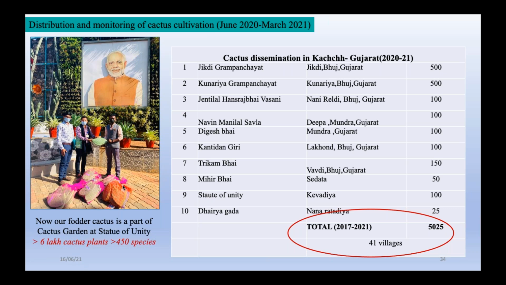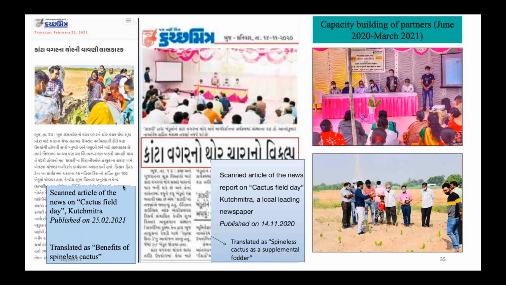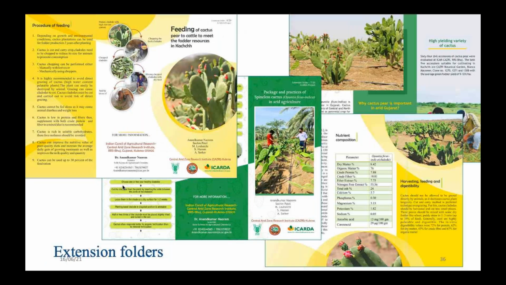So these are some of the newspaper prints we used to make the farmers aware, local newspapers, then articles, then a lot of blogs, then videos and all. These are some of the brochures. Whenever you visit our station, you'll be provided with all of these brochures, a very brief summary of how we can plant the cactus and the importance of having the cactus in your farm.